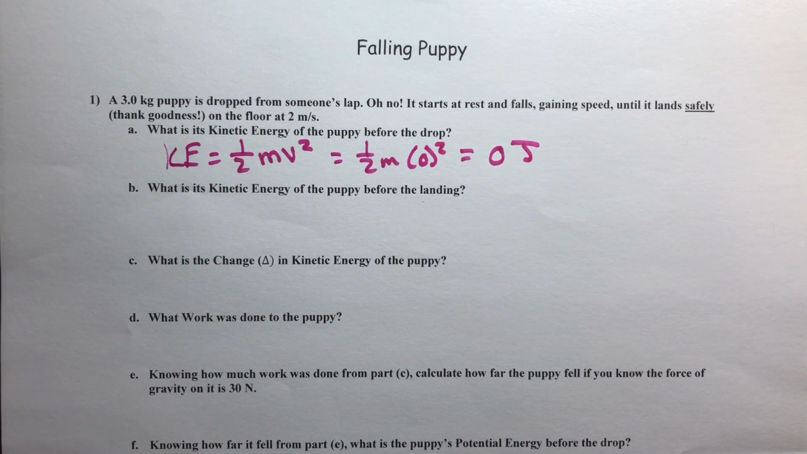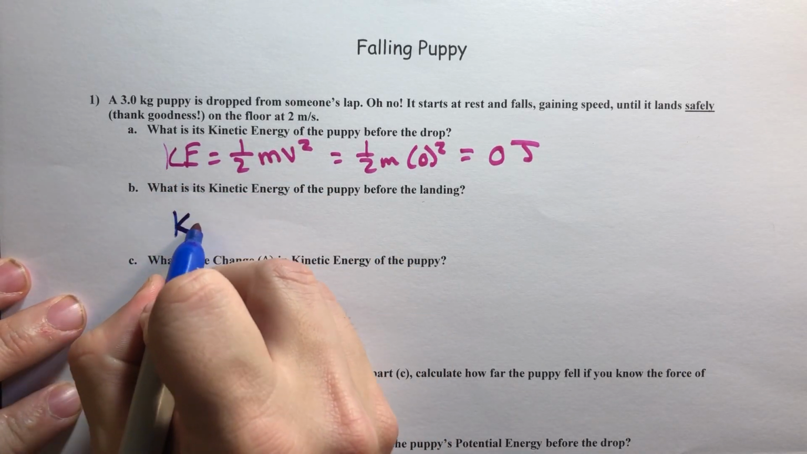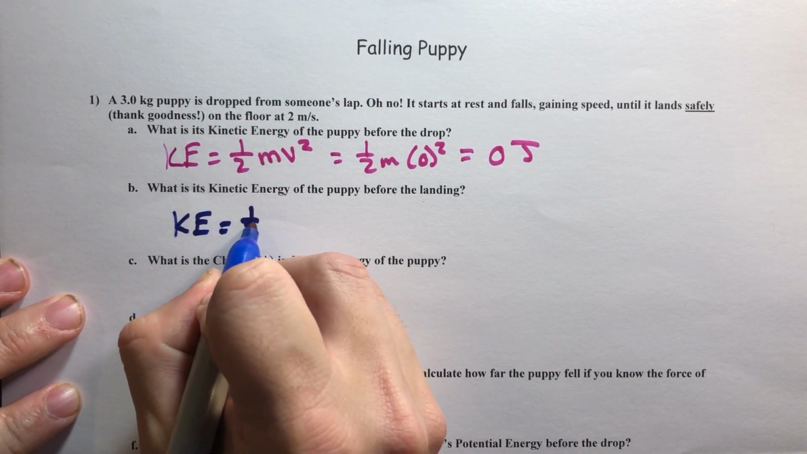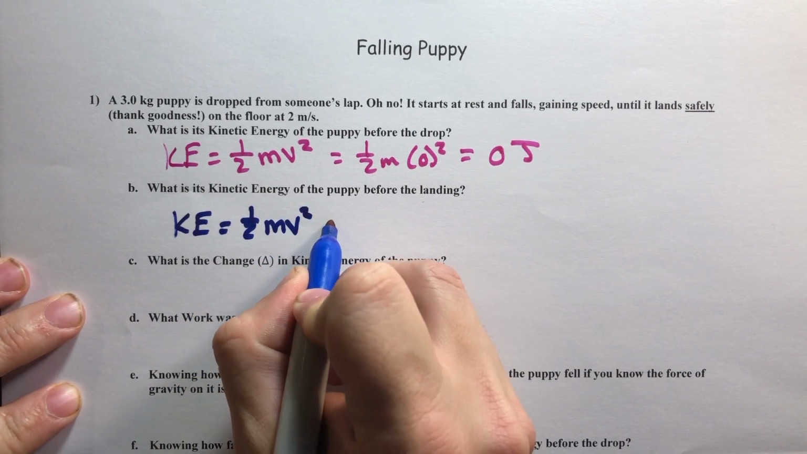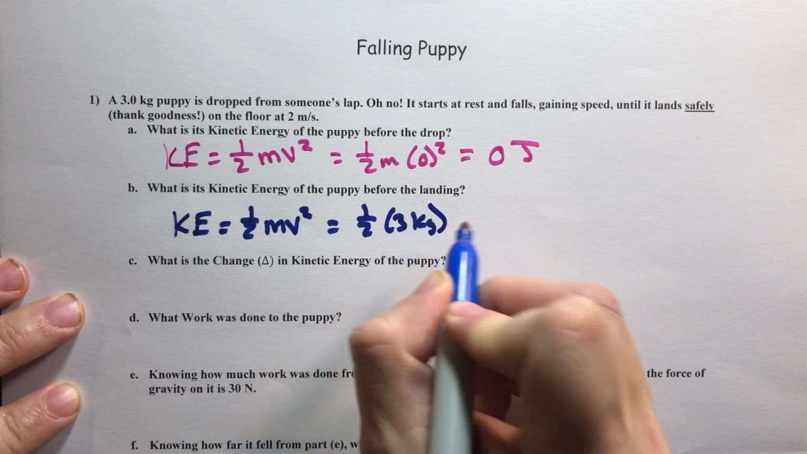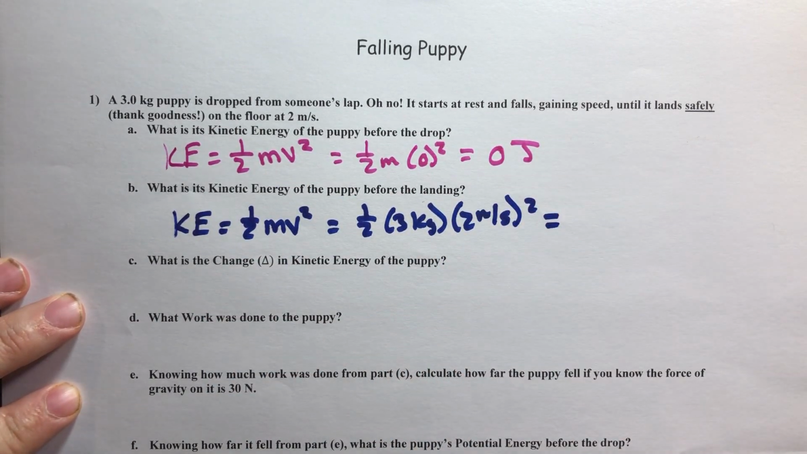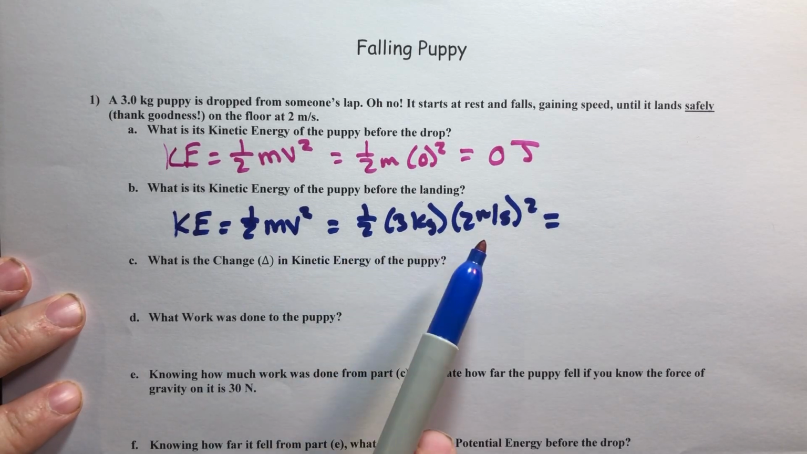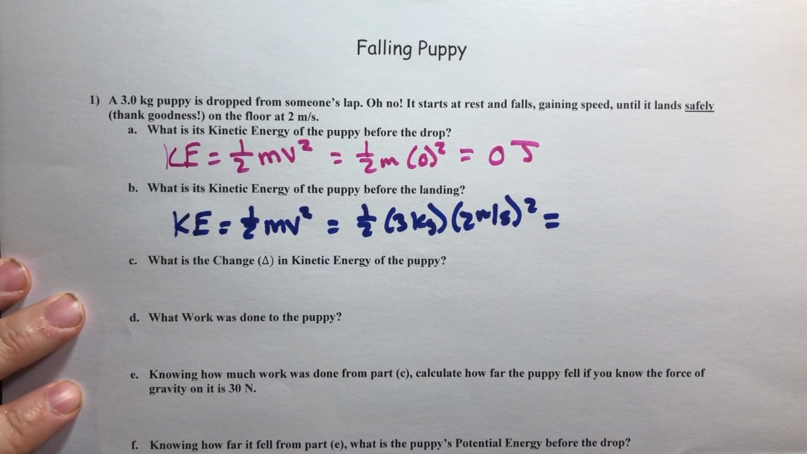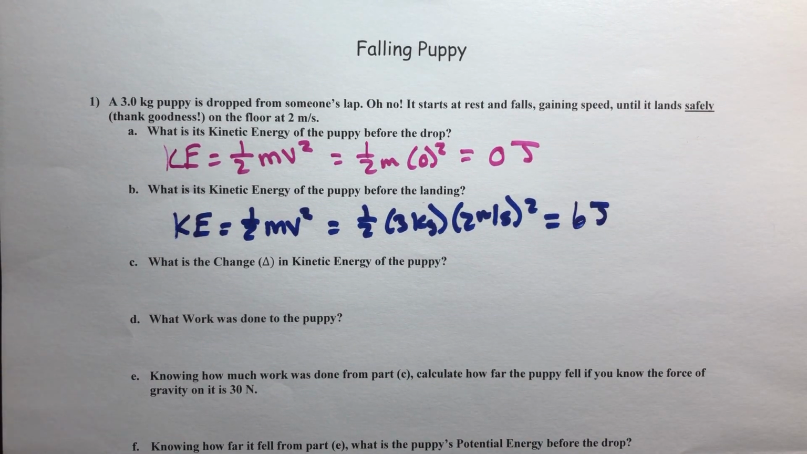All right, so we're going to part 2. What's kinetic energy before the landing? Well, right before the landing, we'll say it's going 2 meters per second. So there's our velocity. So we use the same equation. Kinetic energy is 1/2 mass velocity squared. And we just plug the numbers in. We get 1/2 of the mass, which is 3 kilograms, times our velocity of 2 meters per second, quantity squared, gives us, well, 2 times 2 is 4, divided by 2 is 2, times 3 gives us 6 joules. So it's got a kinetic energy of 6 joules right when it lands.